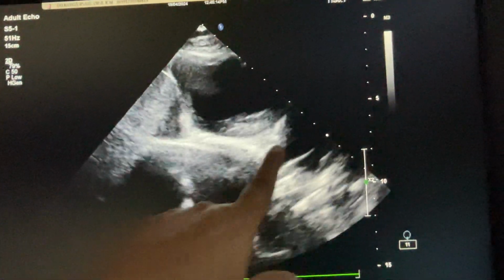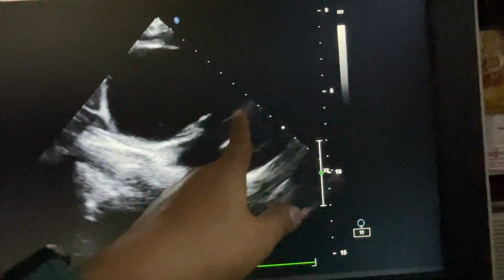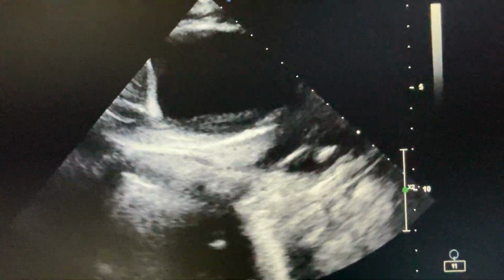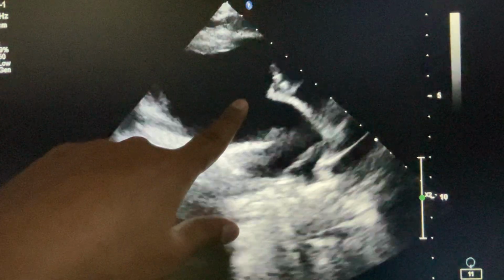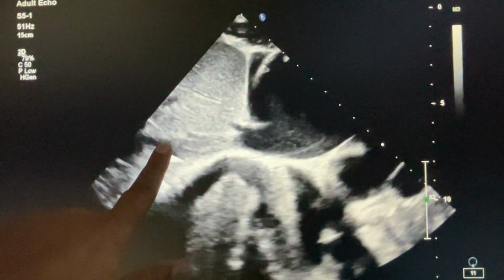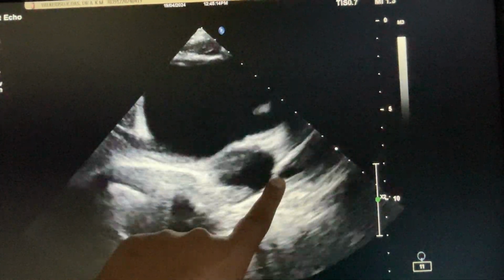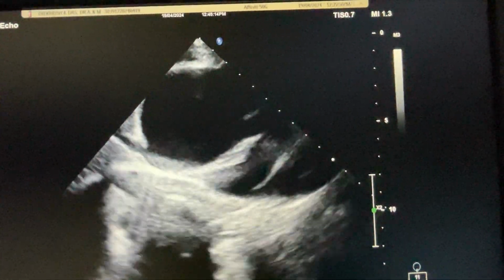This is IVC. Opposite of IVC, this is SVC. This is left atrium. In this image, this is right atrium. Again this is IVC, right atrium. This is left atrium. Thank you.